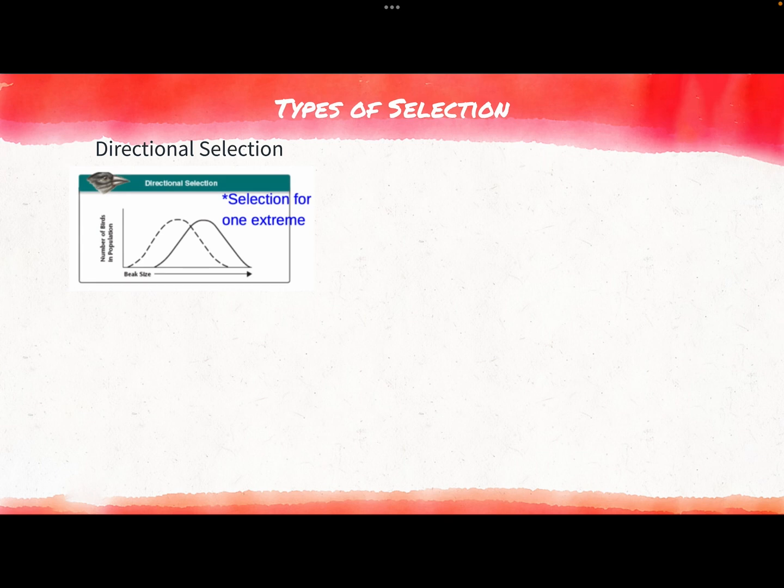Directional selection. In this graph you see that the original population is in that dotted line, and then the new population after natural selection has happened is the solid line. On the x-axis you see the beak size, and on the y-axis the number of birds in a population. Originally, it was best to have a medium-sized beak. There weren't very many short or small, and there weren't very many large.